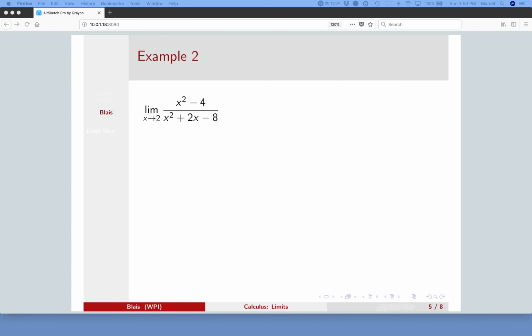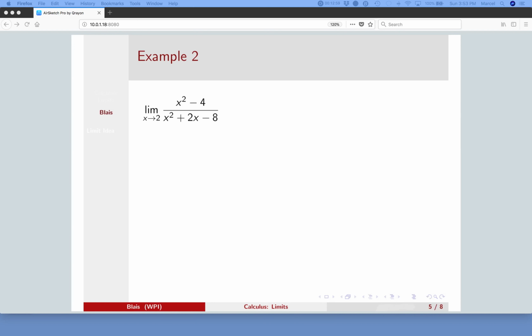If we try to do that here, think about what happens when you plug in 2. Specifically, look at the denominator. We would get 2 times 2, so 4, plus 2 times 2, plus 4. 4 plus 4 is 8, minus 8 is 0. So direct evaluation would lead to a 0 in the denominator, and we know we can't divide by 0.